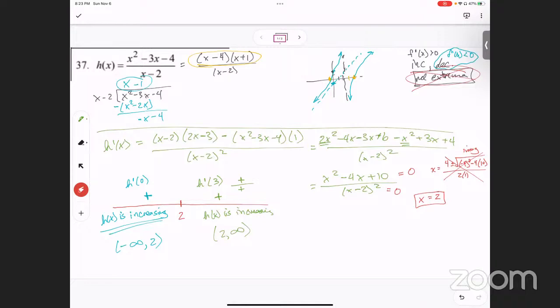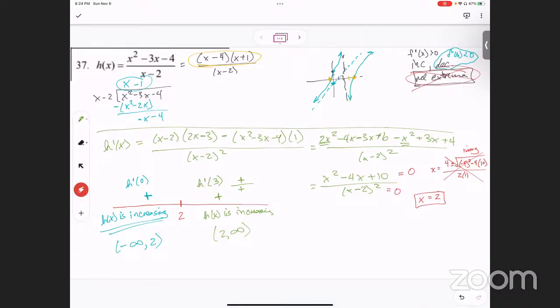Now, the next question would have been, where is it concave up and where is it concave down? To find that, you would take this equation and take the derivative again, and then do the same sign analysis. What you would find is that on the left, when you plugged a point in, the double derivative would have been positive, and that's why it's concave up. And if you plugged in something on the right, the double derivative would have been negative, which means it's concave down.